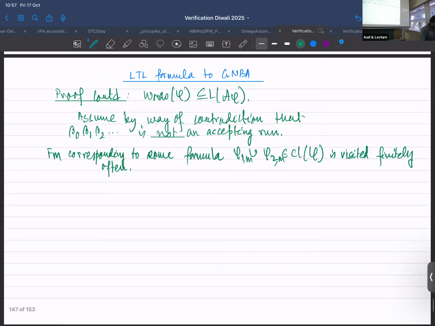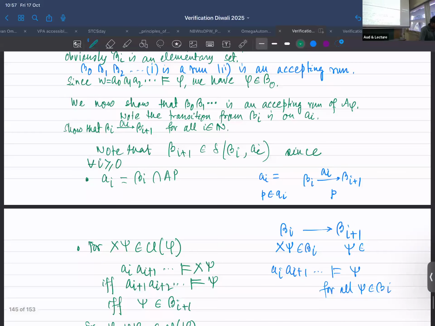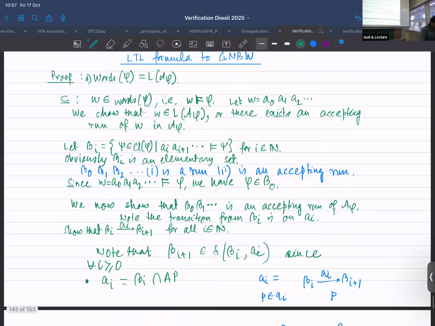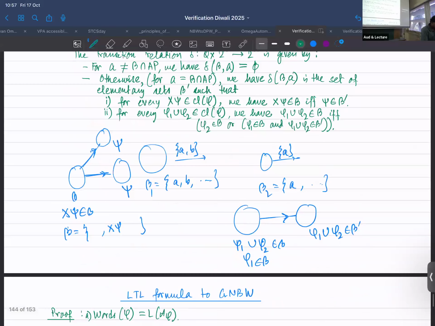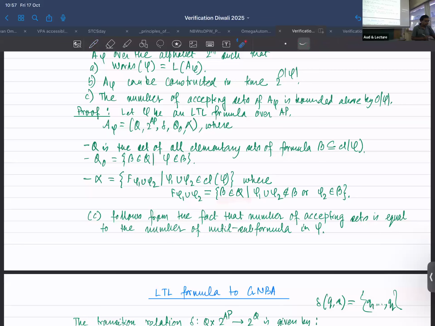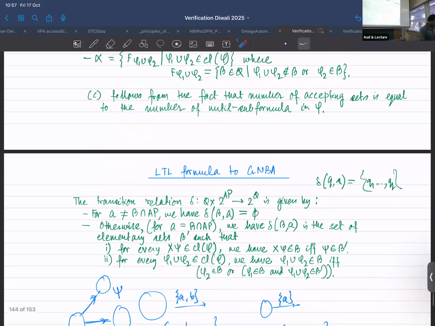So what is that FM again? Let's see. So let's look at the definition. It's a set of those beta such that either phi 1 until phi 2 does not belong to that beta, or phi 2 belongs to beta. Right? So phi 2 belongs to beta.